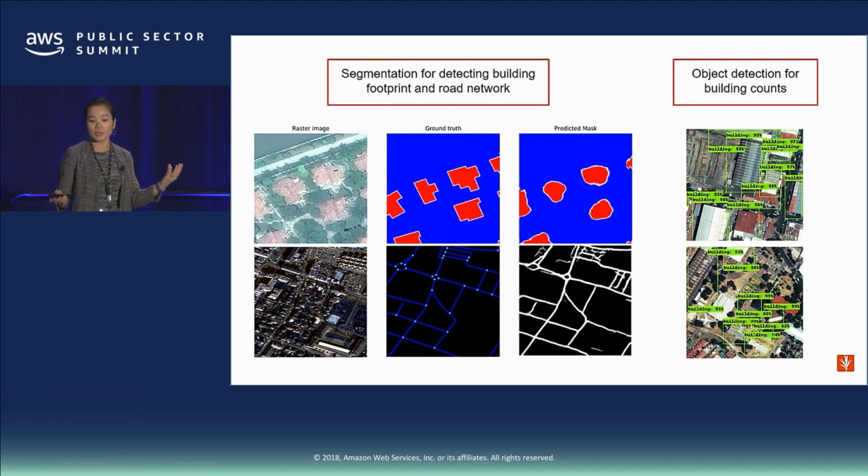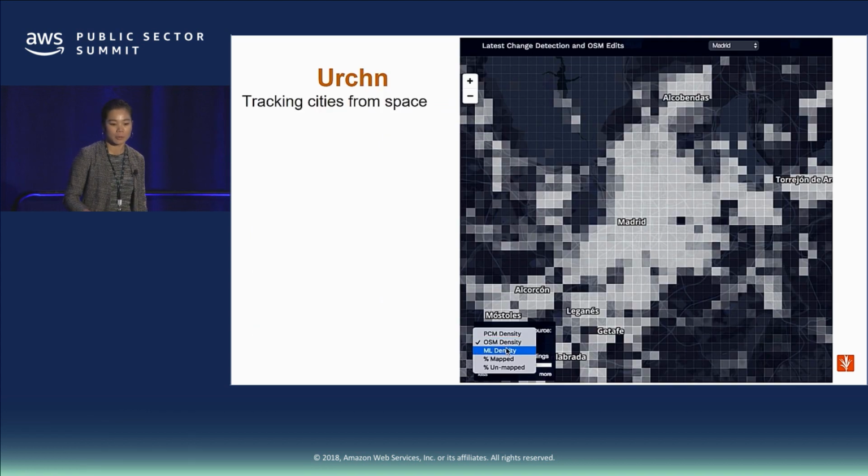And another one is object detection, for example, counting buildings, counting cars, right? And this work, we built into a special economic zone tool for the World Bank to monitor how many new buildings come out from a certain region, to monitor the economic growth in that area, right?